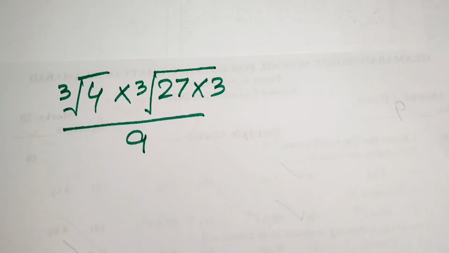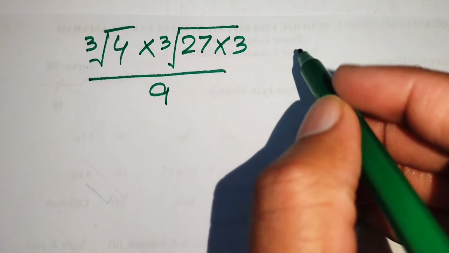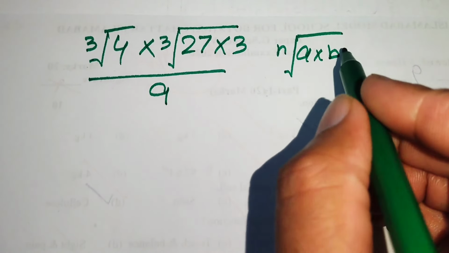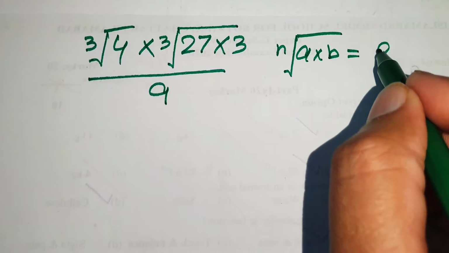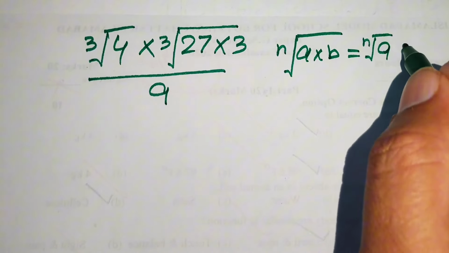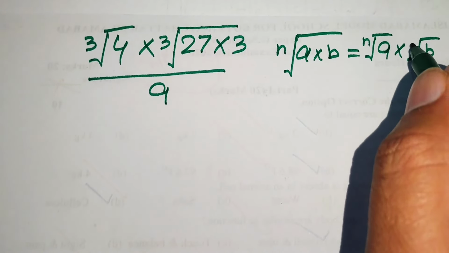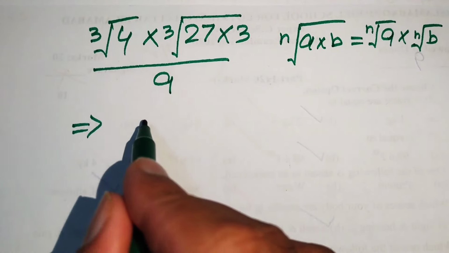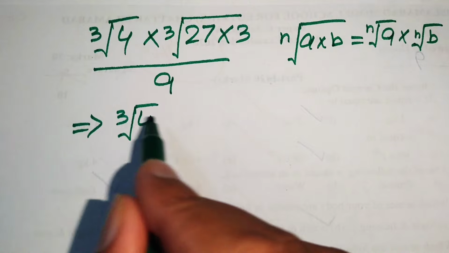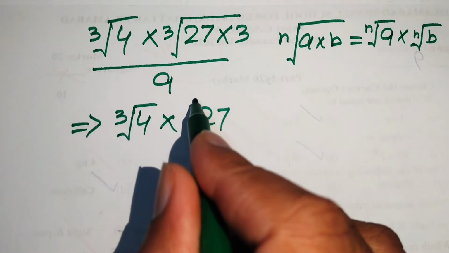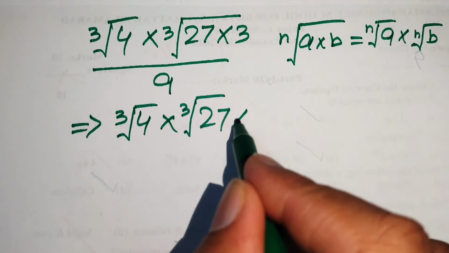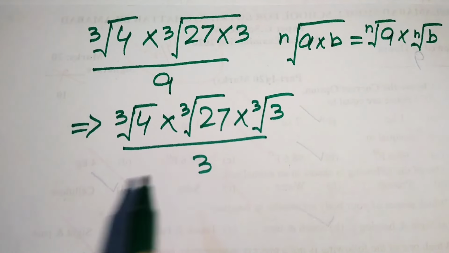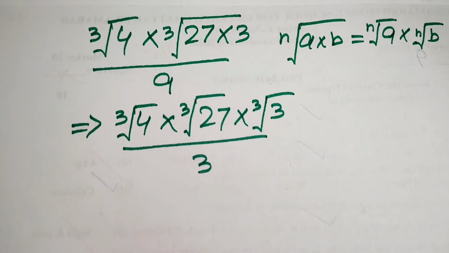Here we use another property of radical sign. If we have the nth root of a multiplied by b, we can separate the nth root onto both of these terms in this way: the nth root of a and the nth root of b. So here we separate the cube root onto both of these terms and it is written as the cube root of 4 multiplied by the cube root of 27 multiplied by the cube root of 3, divided by 9.